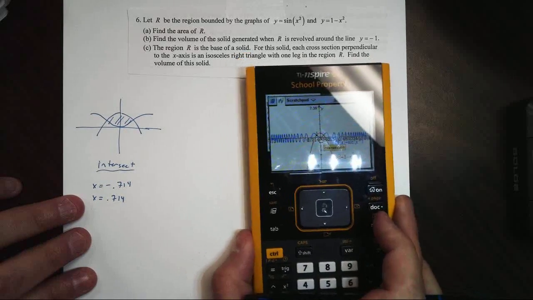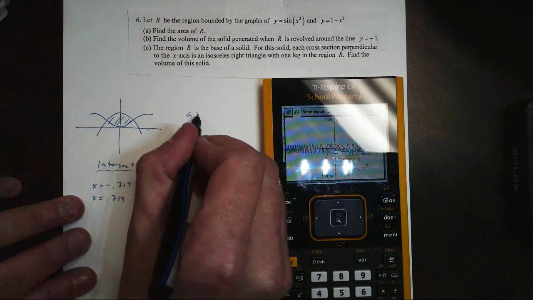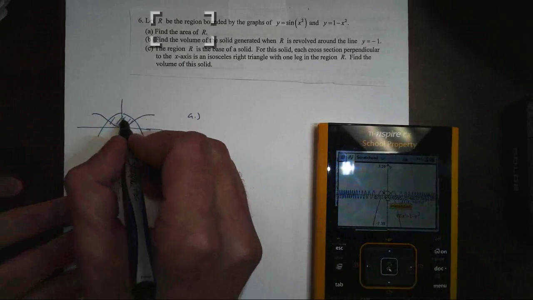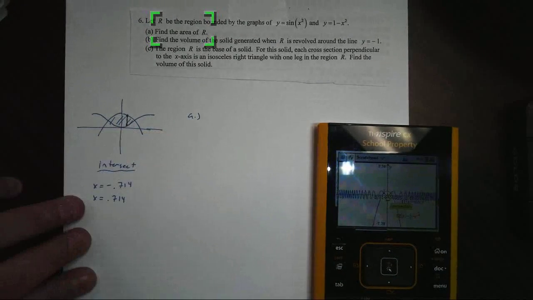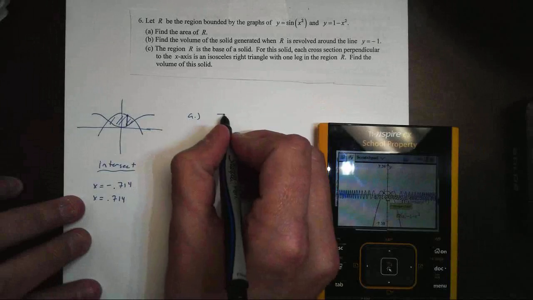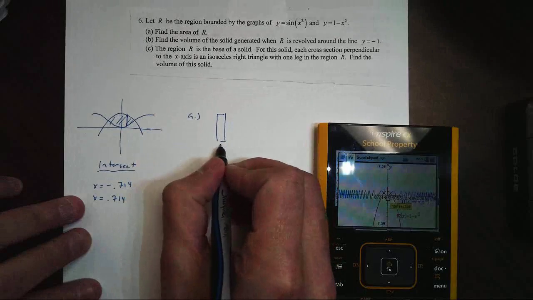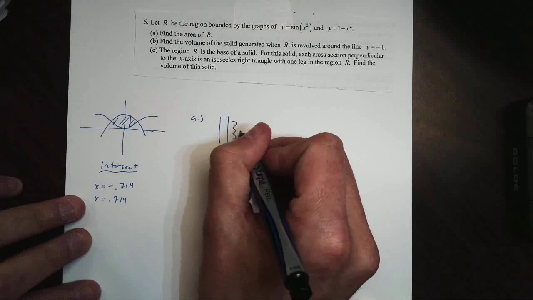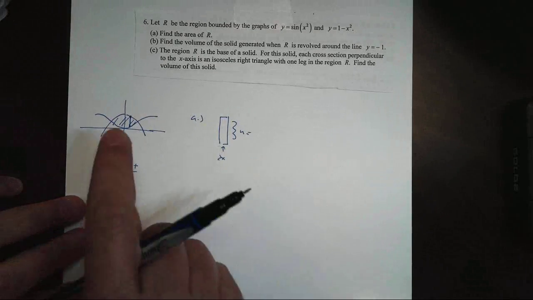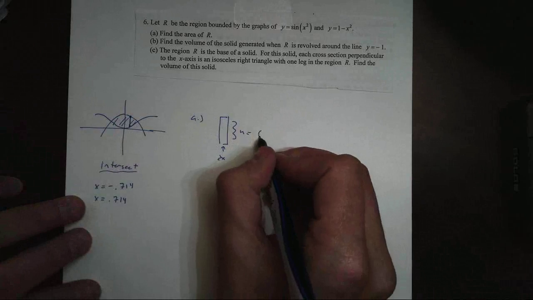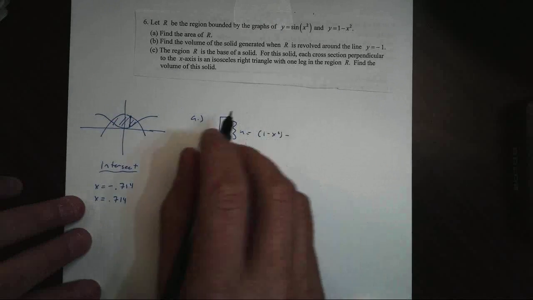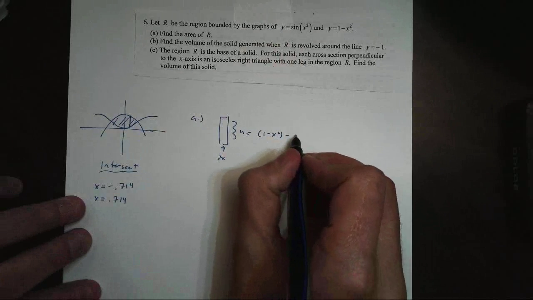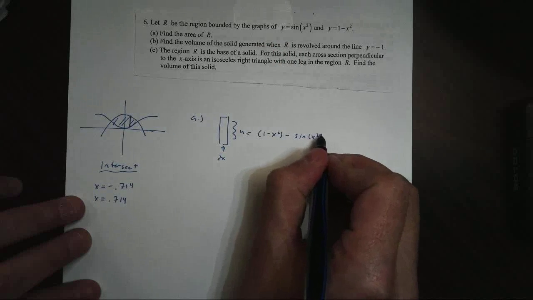Now, for part A, we're looking for the area. So, to get the area here, I'm going to drop my rectangle. I'm going to keep it in terms of x. And there's my rectangle here. I blow it up. It's dx wide. And to get the height of my rectangle, it's going to be top minus bottom. The top being the parabola, 1 minus x squared, minus the sine function, sine of x squared.